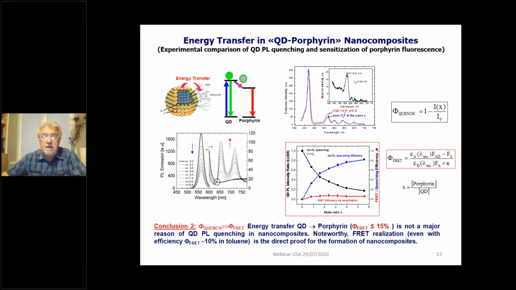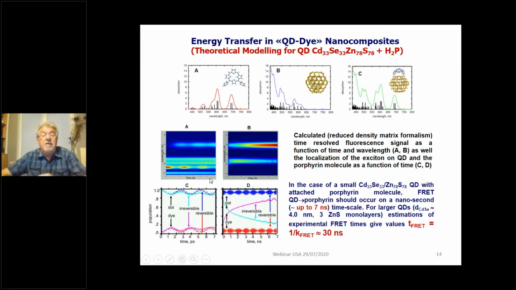So we calculated such systems using the corresponding density functional theory. And if we take into account only one process, energy transfer, it should take place according to calculations within the time of 30 nanoseconds. But in reality, the quenching is realized within a few nanoseconds. It means again that energy transfer is not the only reason for the quenching in our case.